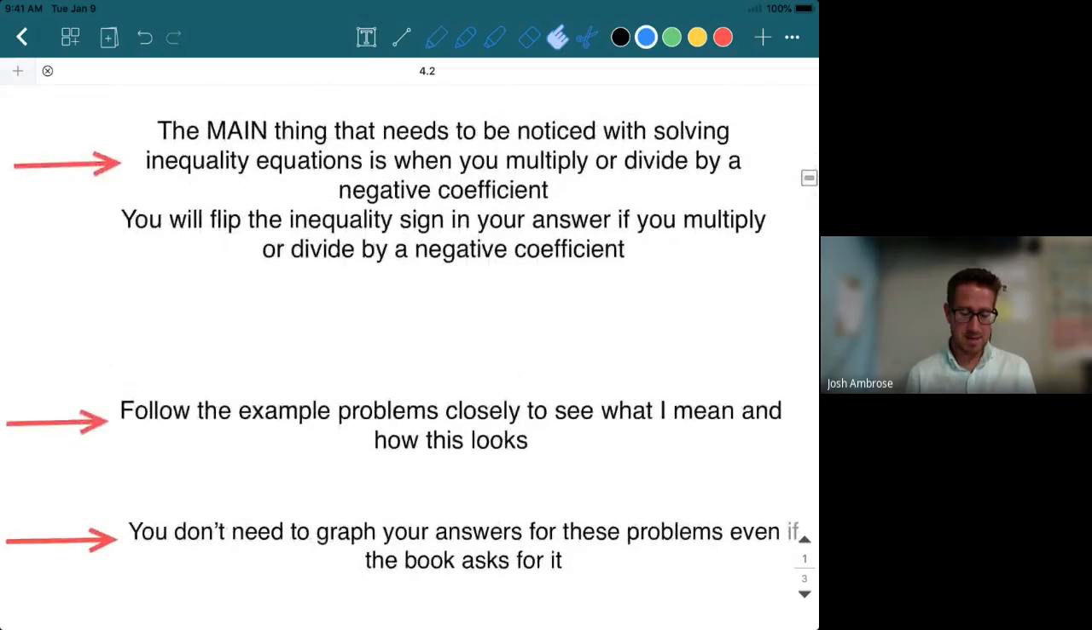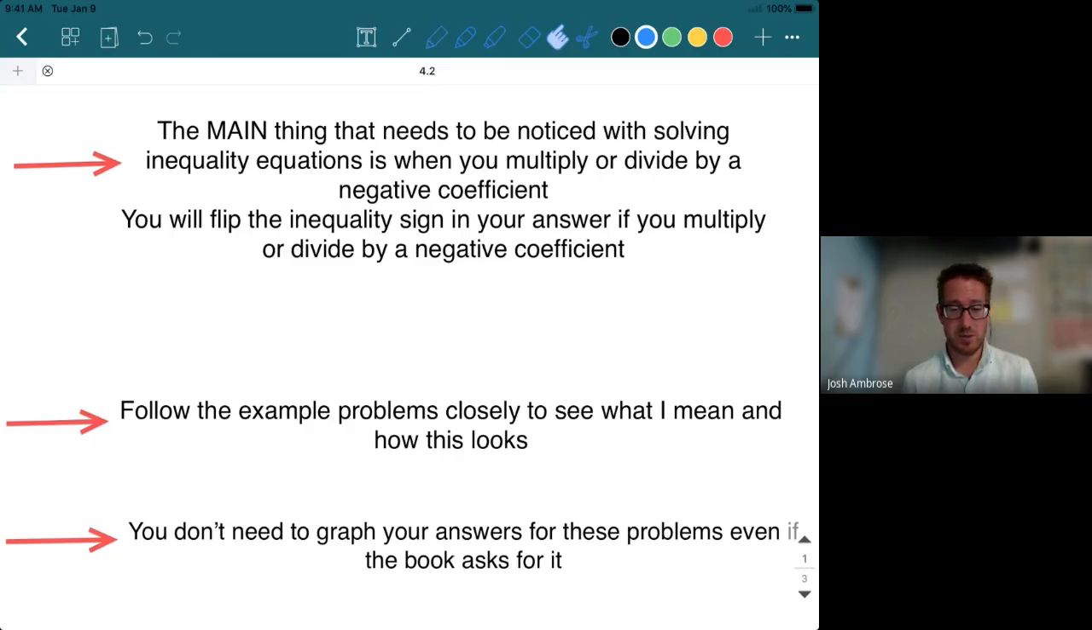The main thing that needs to get noticed is the coefficient with that variable. If that coefficient is negative, and that means you will be multiplying or dividing by a negative coefficient, you will then flip the inequality sign. So as that next note says, just follow closely with the example problems. You'll see exactly what I'm talking about, okay?